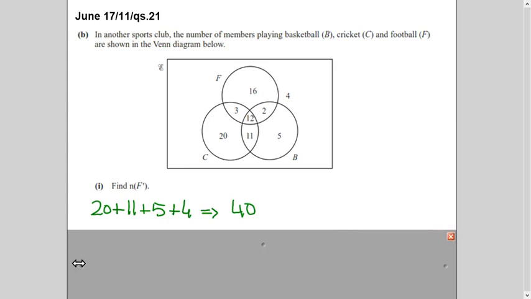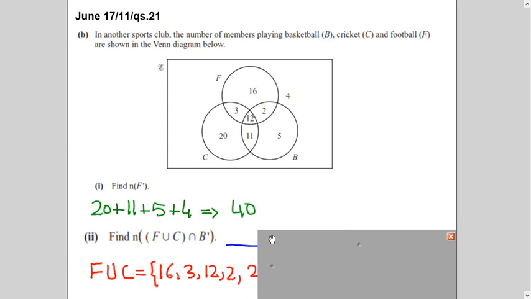Okay. Now next part of this question is number of F union C intersection B complement. It looks very complicated, but actually it is not. You know why? You have to read it in pieces. Intersection mean common, bracket mean one term. So basically we are seeing common thing between F union C and B complement. So first of all, we will find out what is F union C and what is B complement.